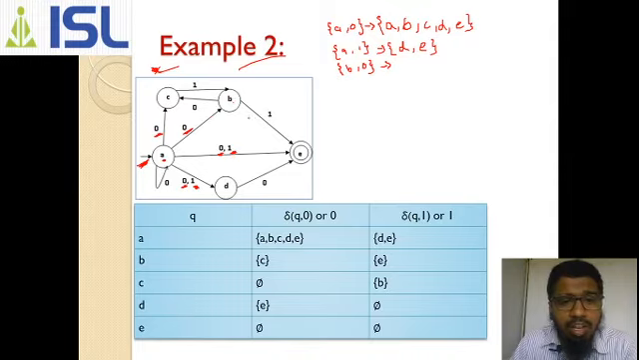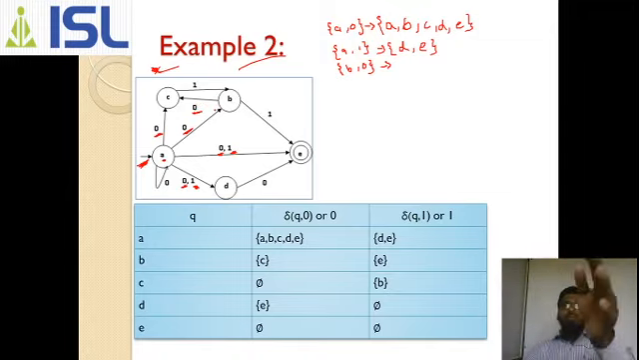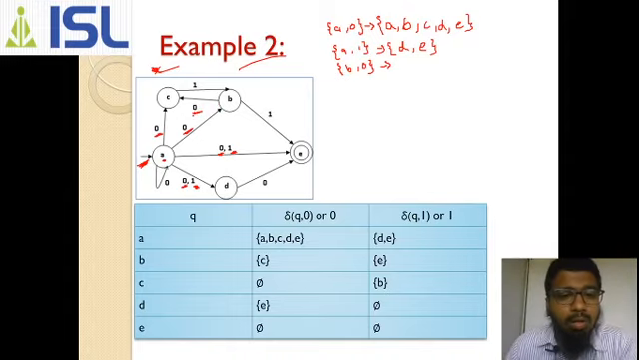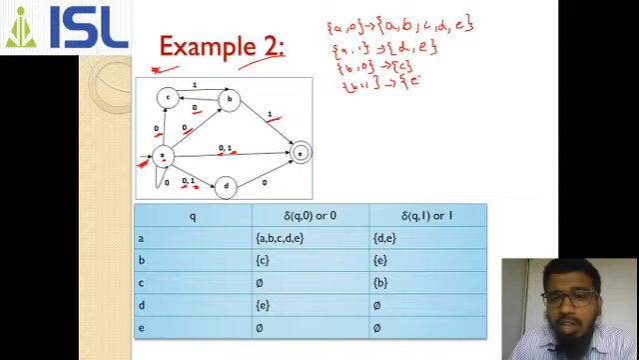From B, is there any going like here? Here it is going only one. Only one is there from B to C. Only C. Now the next one is B comma 1. Is there any possibility for B comma 1? Only one is there, that is E. B comma 1 is E.